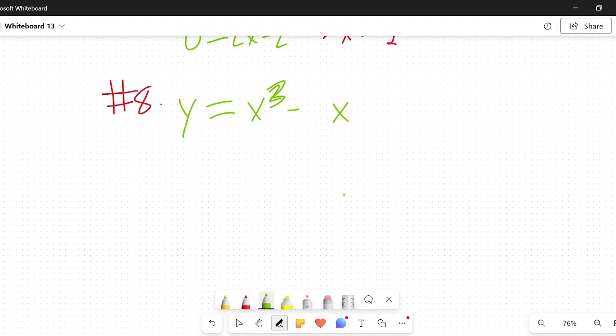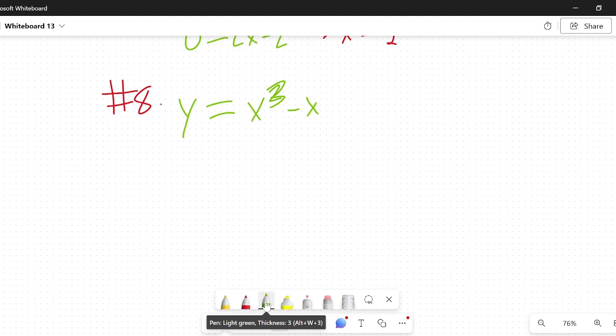Actually, this works well. X cubed minus x, right? And we are asked to find the intervals where the function is increasing and decreasing, and also which ones are relative minimums and maximums. So what we will do with this, with the first derivative test, is essentially make a sign chart. So let's practice making a sign chart.